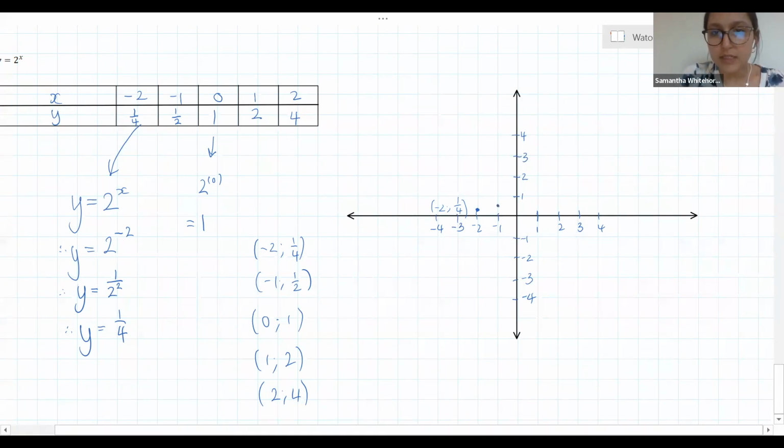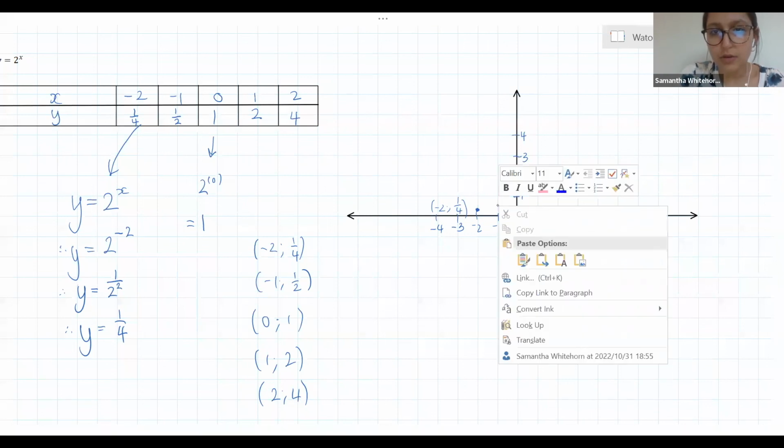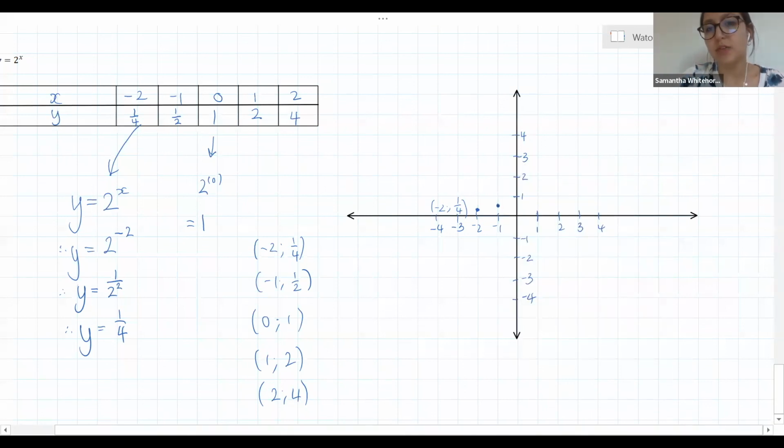And so there's -2, 1/4. I'm not going to fill in all of these coordinates because it's going to get crazy. -1, 1/2 is then sitting over here. So halfway between 0 and 1, we'll find a half, and then 0, 1, 1, 2, and then 2, 4. So if we have a look at these points, hopefully we all agree that it's definitely not a straight line. There's no way for me to draw a straight line to go through all of those dots. This is more of a curve. So I'm going to do my best.